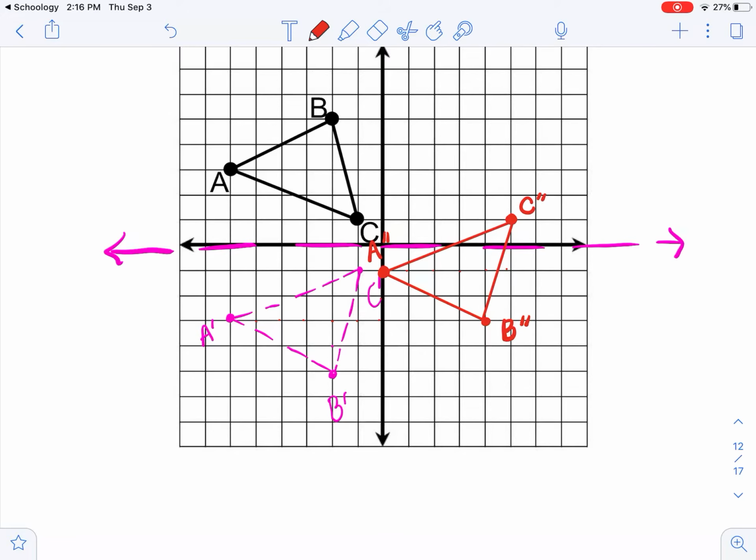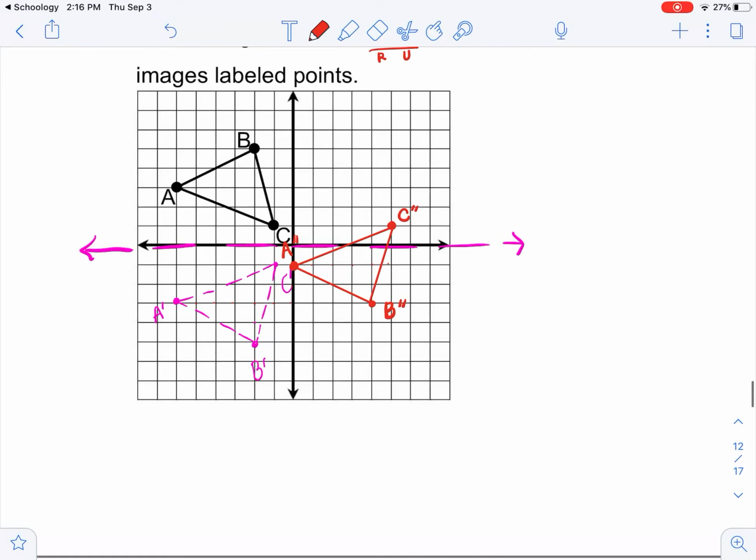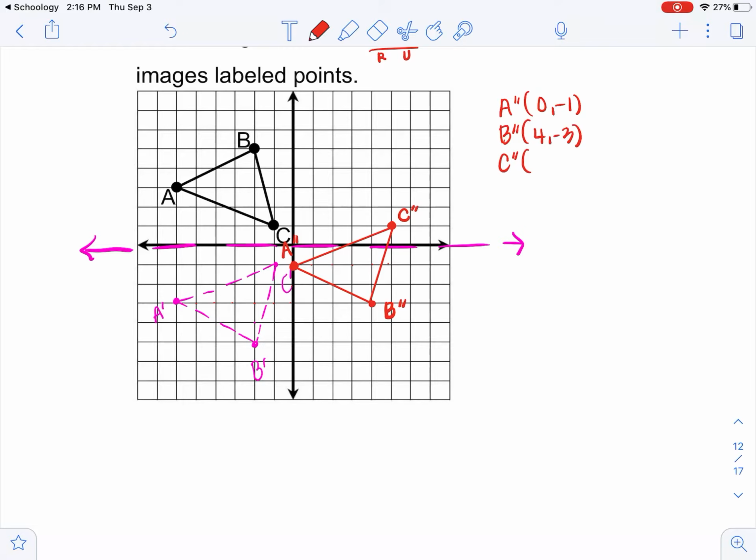Okay, so that's what it looks like if you reflect it and then translate it. I'm going to write the location of my new points. Remember, my new points are A double prime, B double prime, and C double prime. So make sure you're labeling them correctly. A double prime is at 0, -1. B double prime is at 4, -3. And C double prime is at 5, 1.